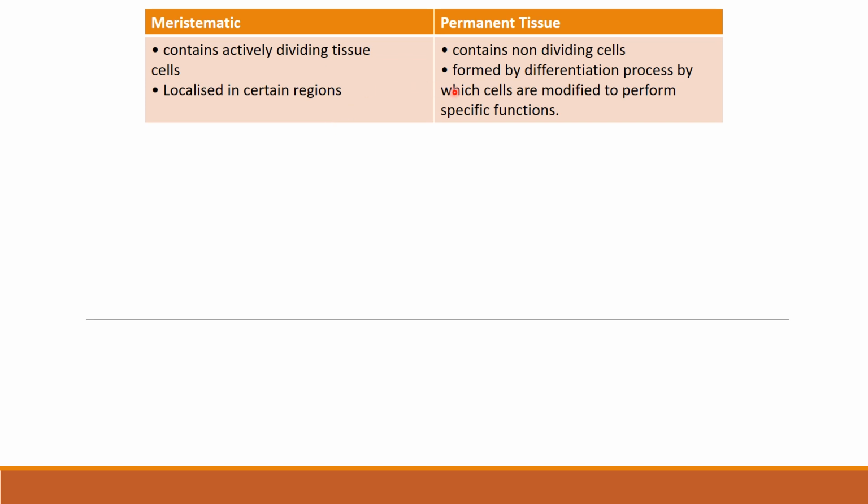But when we talk about permanent tissues, they are present all over the plant. And even the meristematic tissues divide, and when they lose the property of dividing, they become permanent tissue.